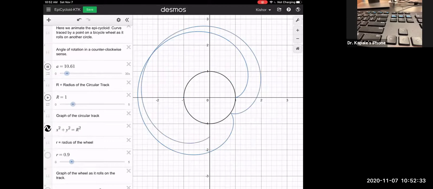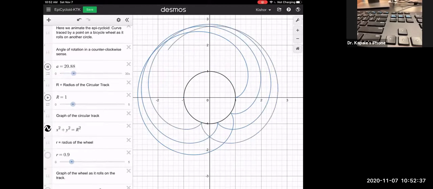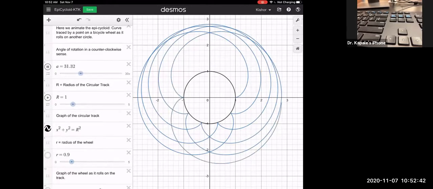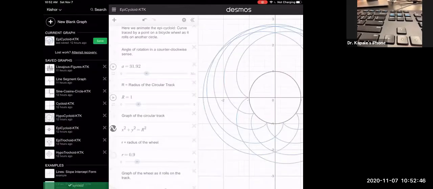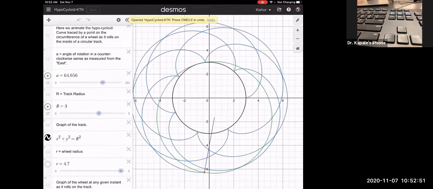You can make cool videos with this if you like. And that's very easy, all you have to do is turn off the functions that you don't want to be seen on that graph. So that's how that works. So that's the EpiCycloid. Let's quickly take a look at the HypoCycloid, which is the circle inside, right?